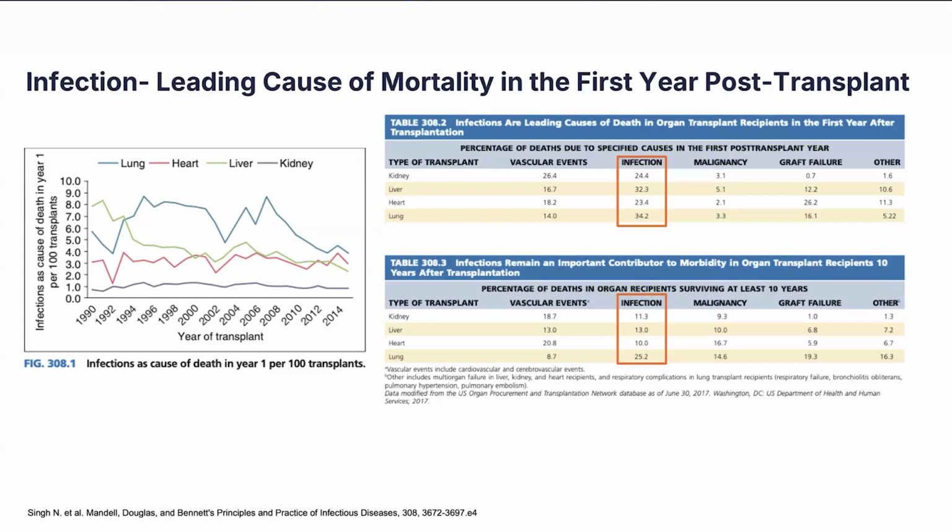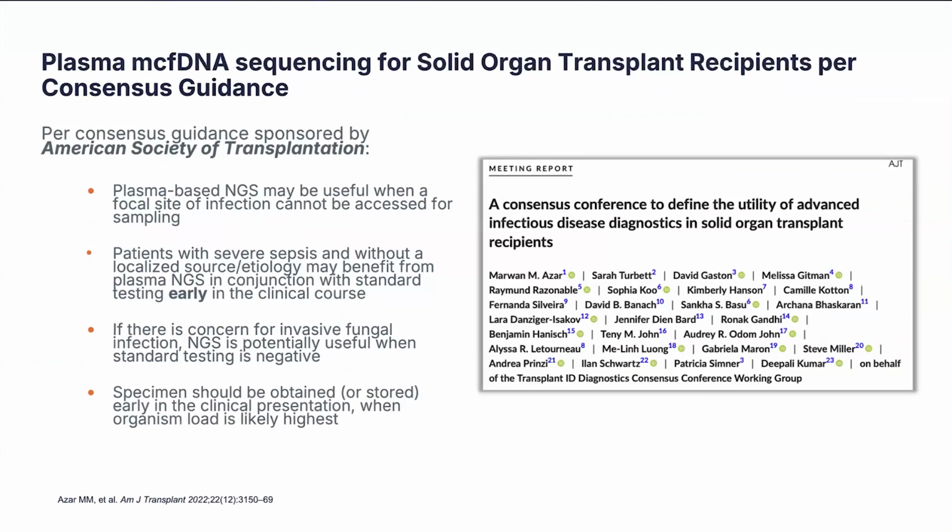And this really highlights that we need novel diagnostic methods, because infection is treatable and these deaths are preventable if you just make the diagnosis in time. So recognizing the potential of these novel diagnostic tests, especially emerging evidence for cell-free DNA, as David mentioned, the American Society of Transplantation now comments on when this test can be used. So they highlight 3 areas where this test can be useful.